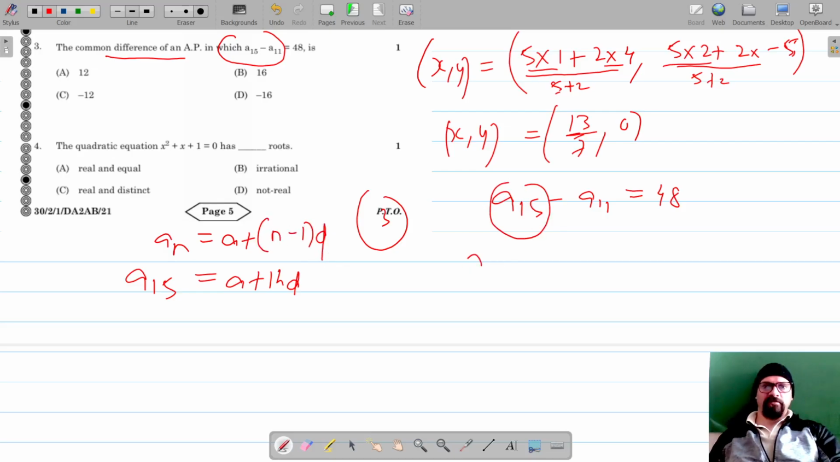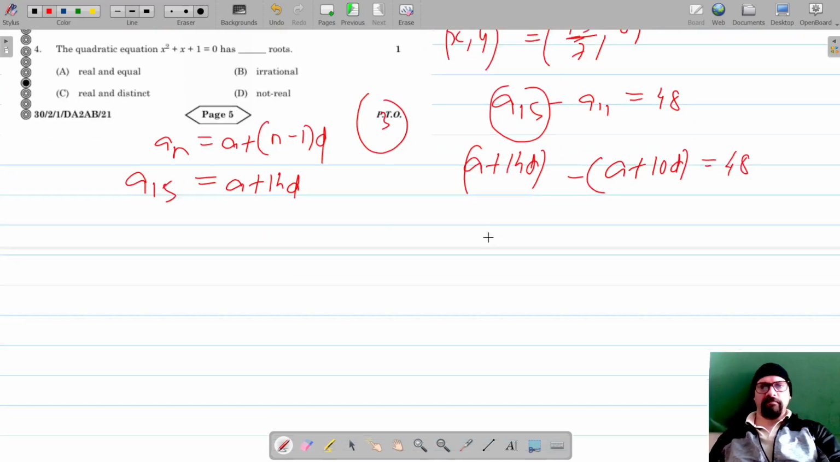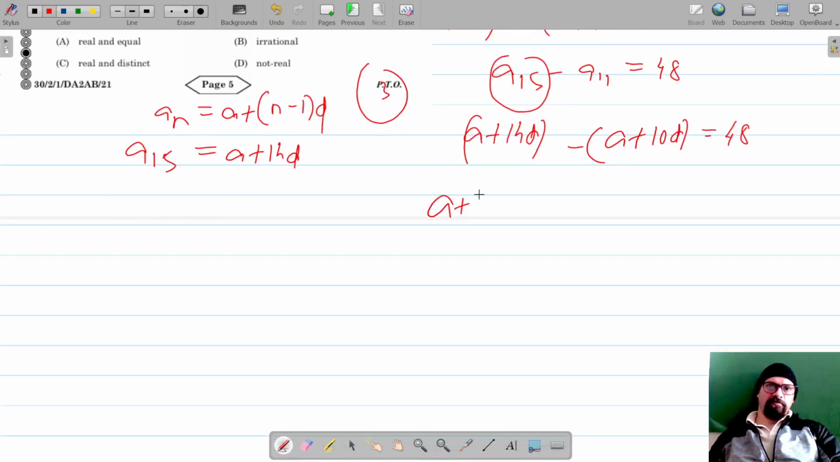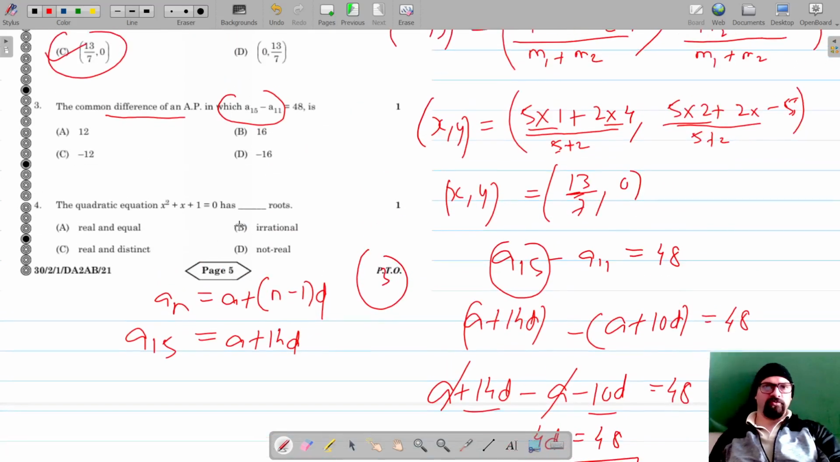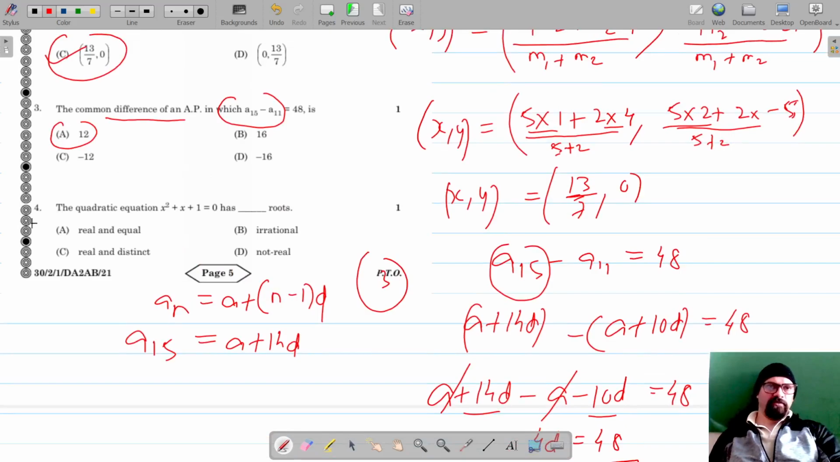So a15 I can write as a plus 14d minus a11, which is a plus 10d, which is equal to 48. Now a plus 14d minus, if you open up the bracket, a minus 10d is equal to 48. A and a get cancelled. 14d minus 10d is 4d is equal to 48, and d is equal to 12. So common difference is 12. So 12, that is A, is the correct option.